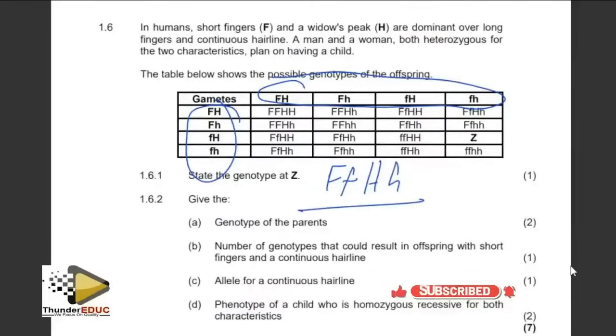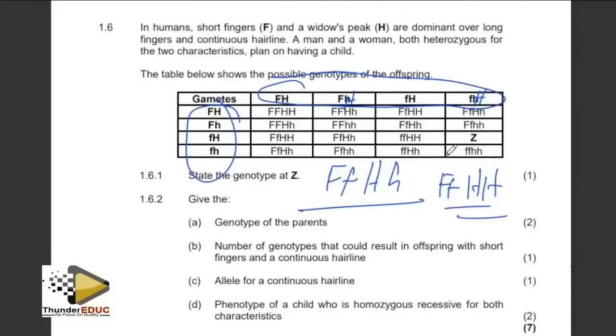Look at them. If all of them were capital H, for example, capital H, even here, capital H, I would have said, do I have F? Yes. Do I have small f? Yes. Do I have capital H? Yes. Do I have small h? No. They are all capital H. Done. That's how you can identify. Simple. No stress. They're saying the number of genotypes that could result in offspring that is short finger, and short is dominant, and then this one is recessive. Because it's recessive, I need to have the small h. As long as I have capital H, is one, is two.